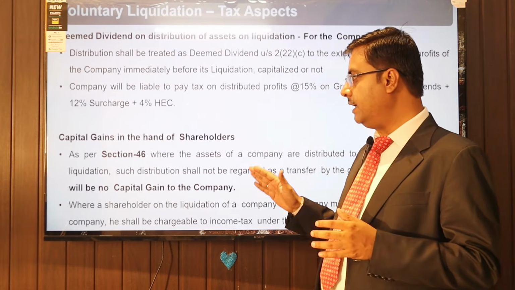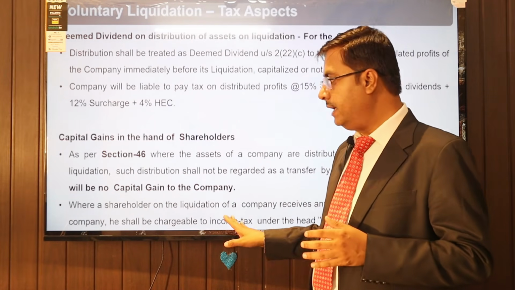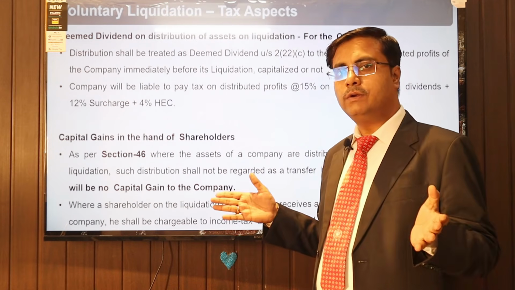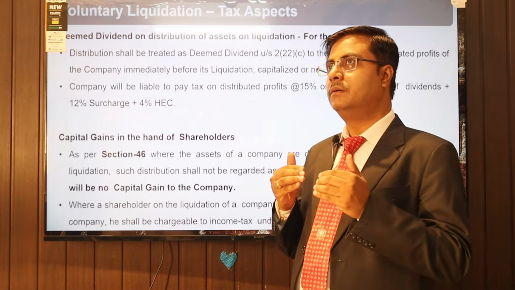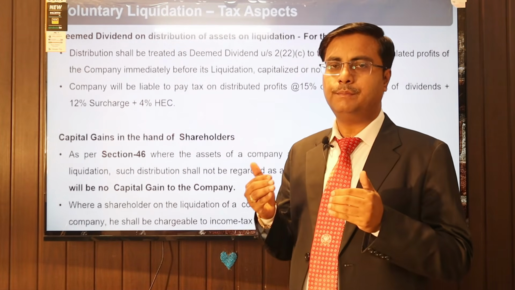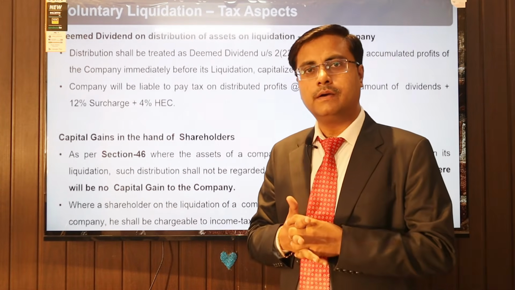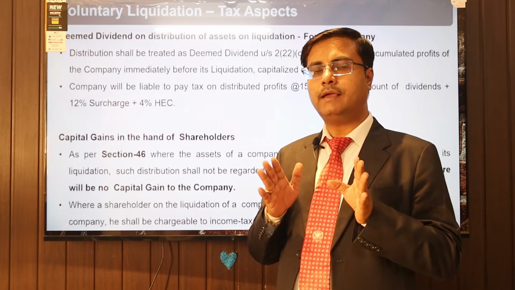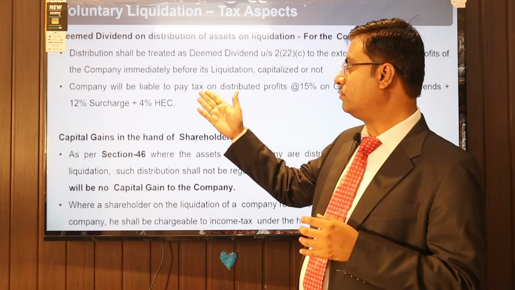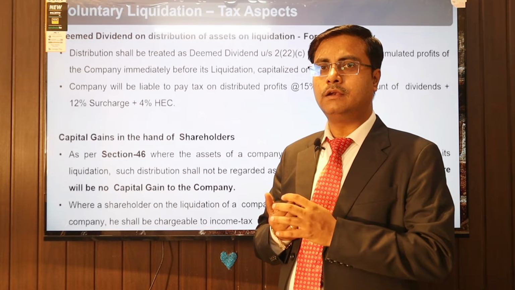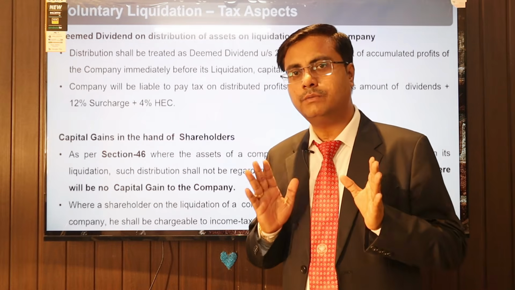taxation from the company angle. There is no capital gain in the hand of company, whereas the shareholder is continually liable for capital gain. Suppose you have an investment in a company of 1 crore, but you receive 1 crore 50 lakh, there is accumulated profit. So 50 lakh will be treated as dividend. Company will pay 15% plus 12% plus 4% as DDT, but the 50 lakh is treated as dividend, not again taxable in the hand of shareholder.